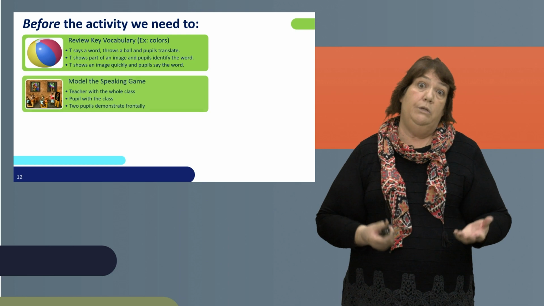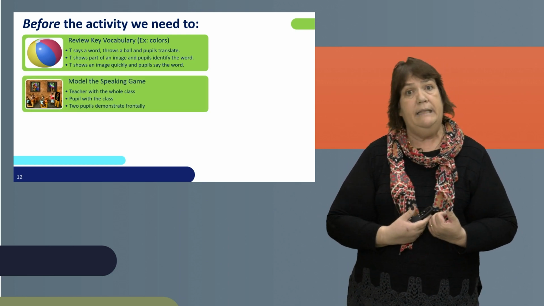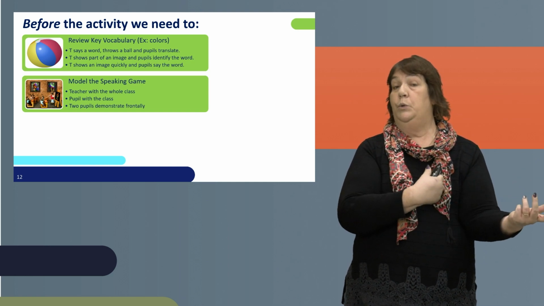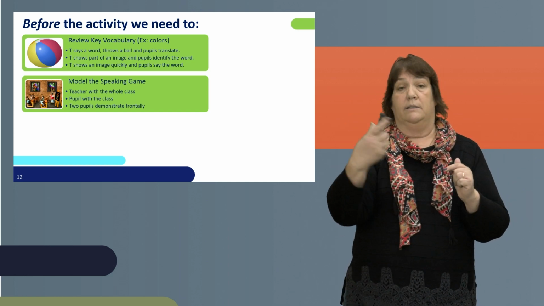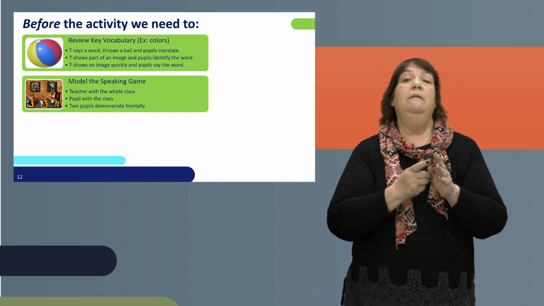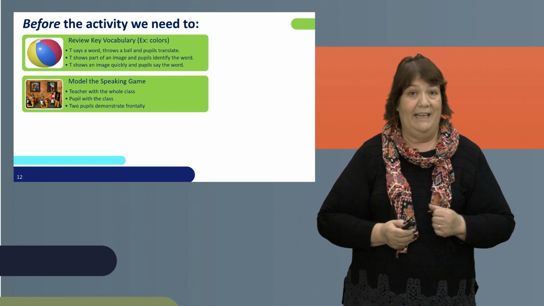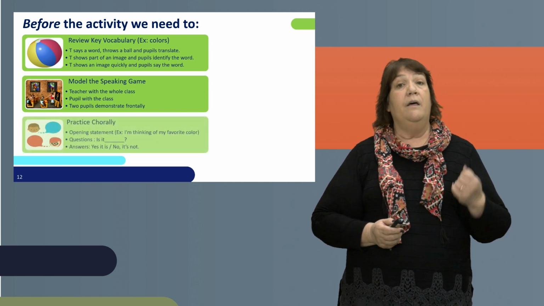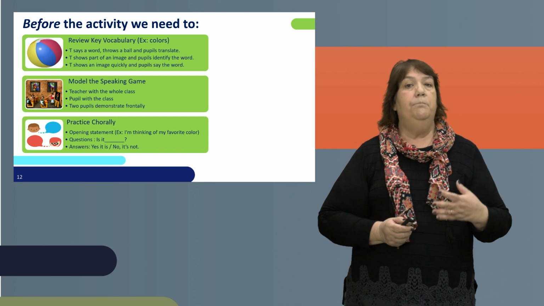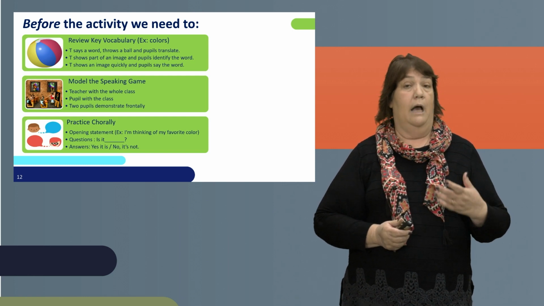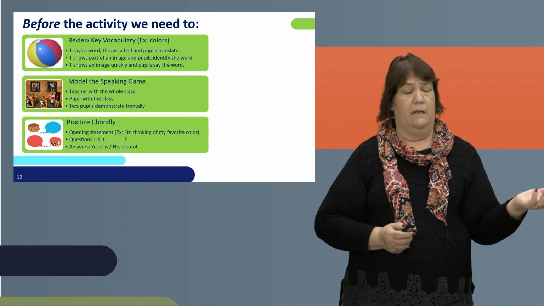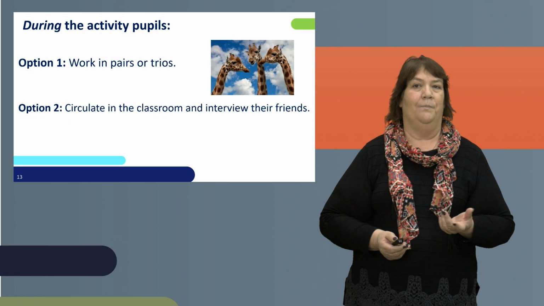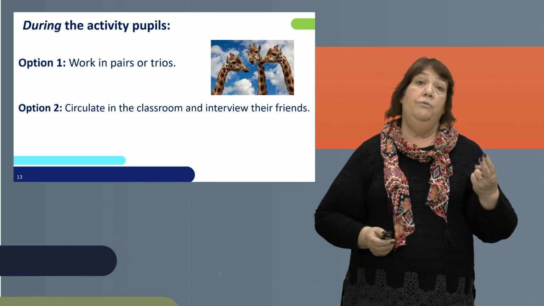The next stage is you need to model the activity. And the way I did that with my class is I play with them. The winner, the person who guesses, also models with the class. And then, of course, further on, they're ready to actually do that. But there's a whole stages there of modeling. The other thing which you probably noticed is the importance of practicing chorally. Not only the key vocabulary, in this case the colors, but also how you ask the question and how you answer the question.